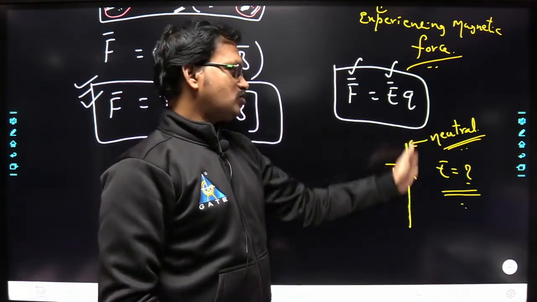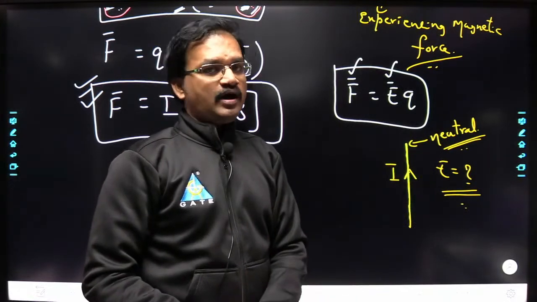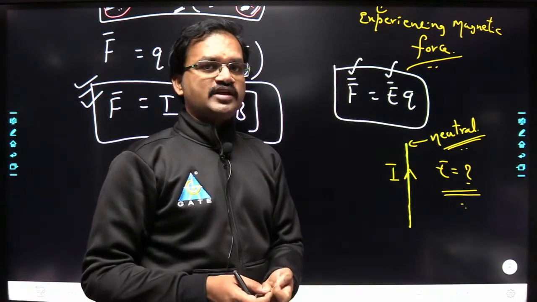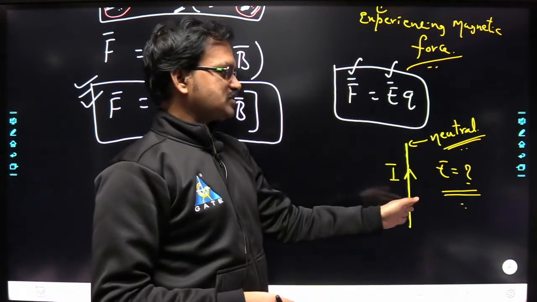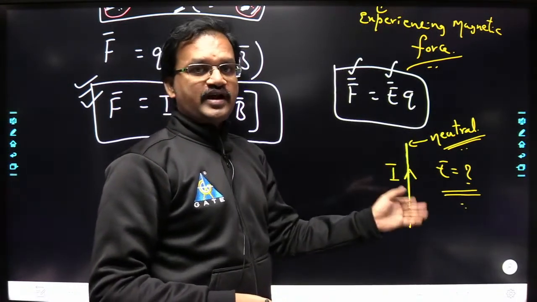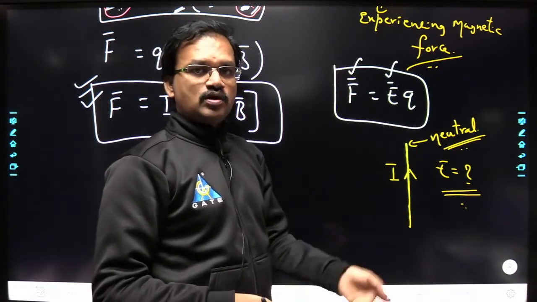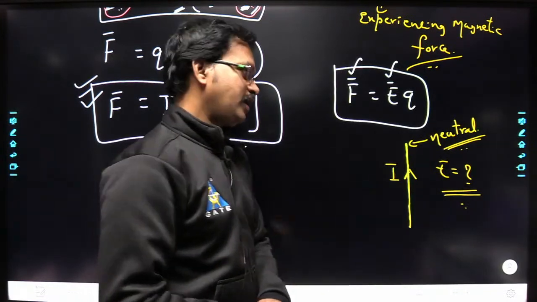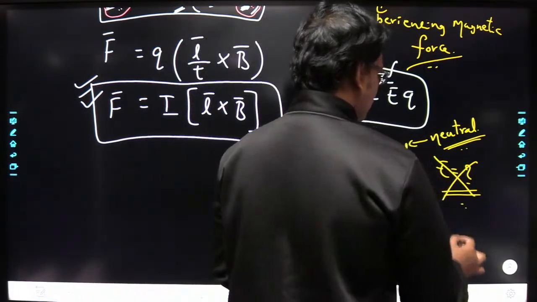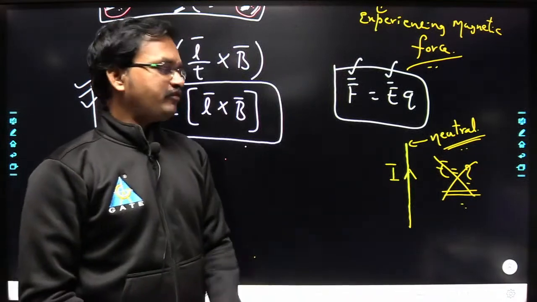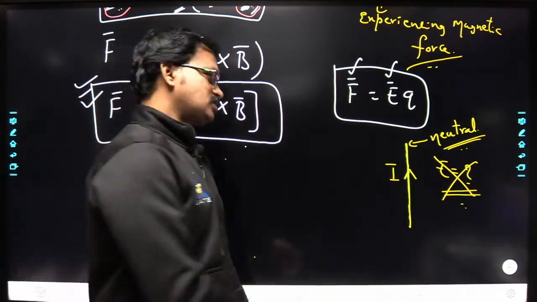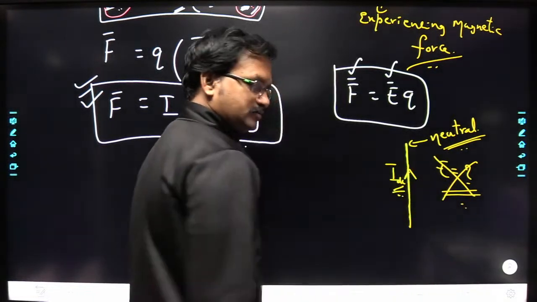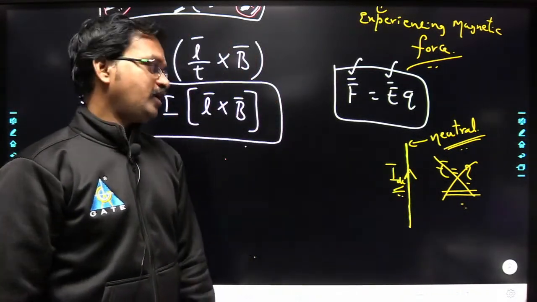So that means a neutral wire cannot produce the electric field. Yes or no? For the electric field to be produced, there must exist charge. Here you have negative charges as well as positive charges. The net charge will be equal to 0. So if the net charge is equal to 0, it cannot produce any electric field. So there will be no electric field in the vicinity of the current carrying wire. This current carrying wire is nothing but DC current, steady current.